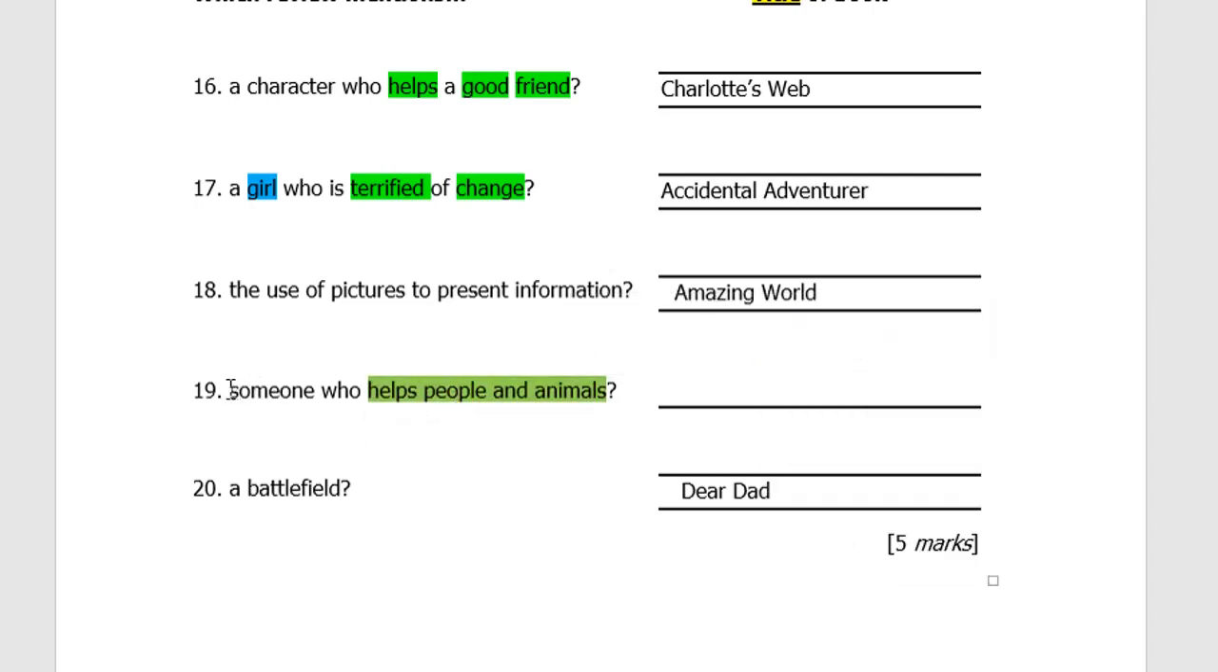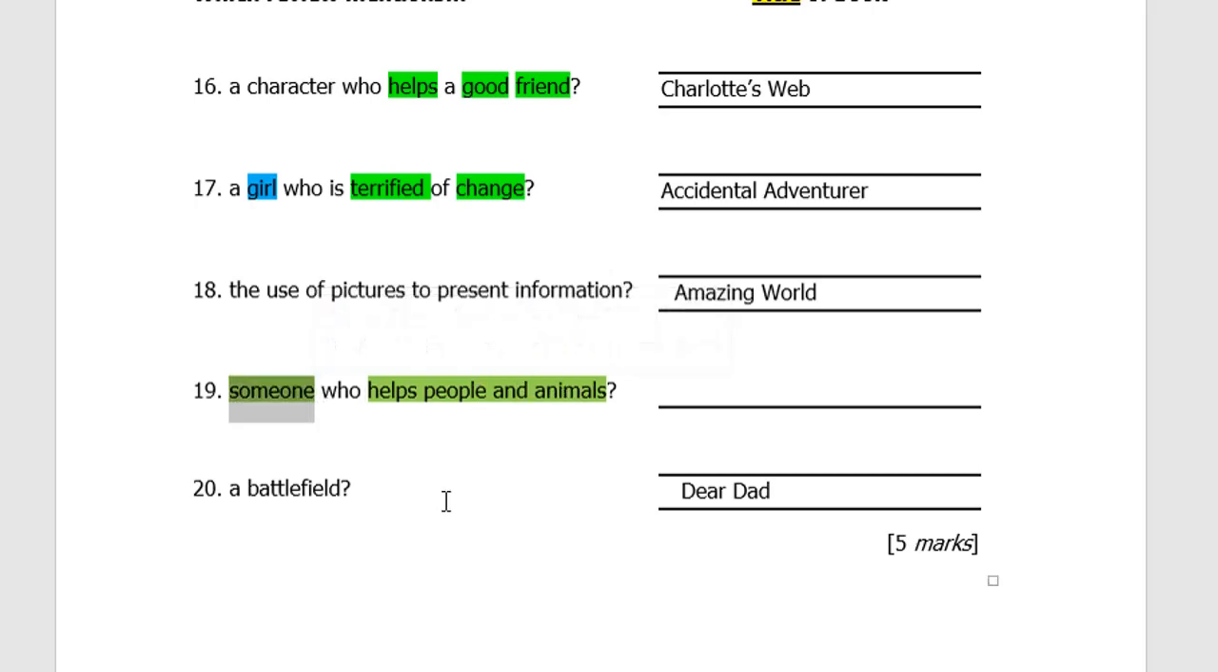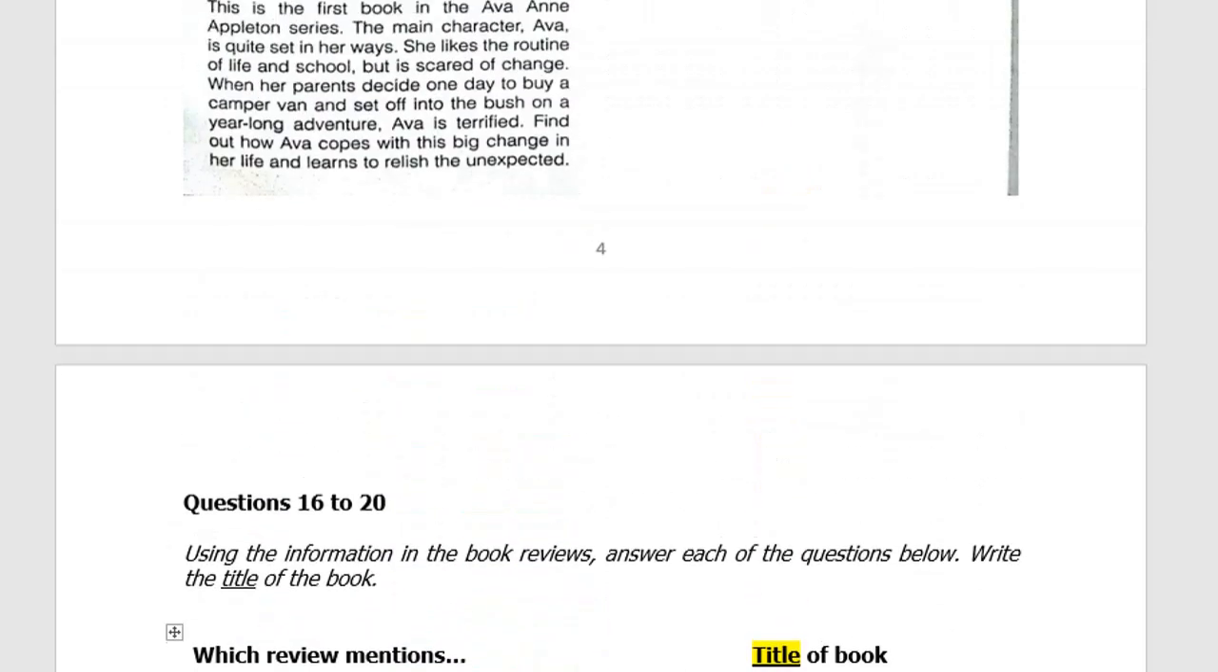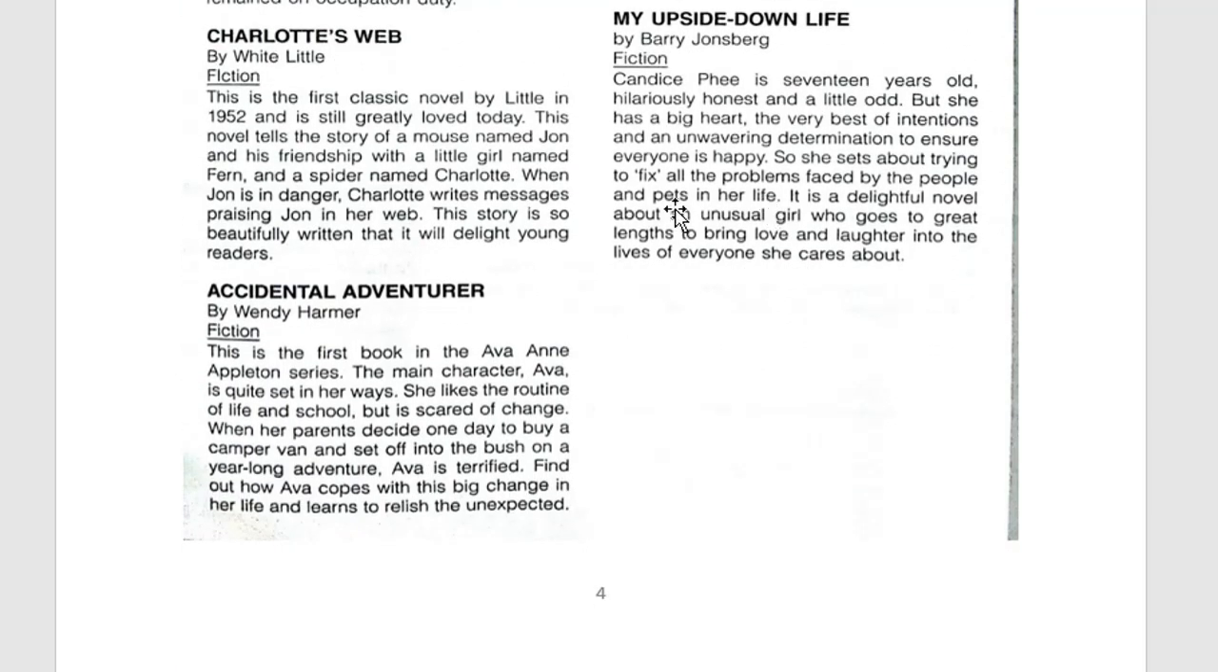And don't forget also the word is someone. Someone means orang. Okay, helps people and animals. Which character helps people and animals? Of course, these three, right?